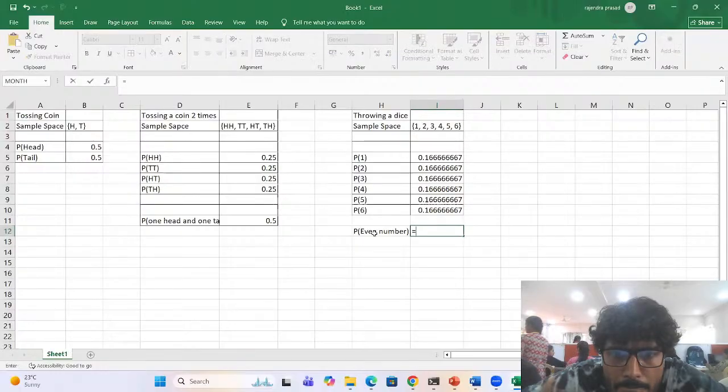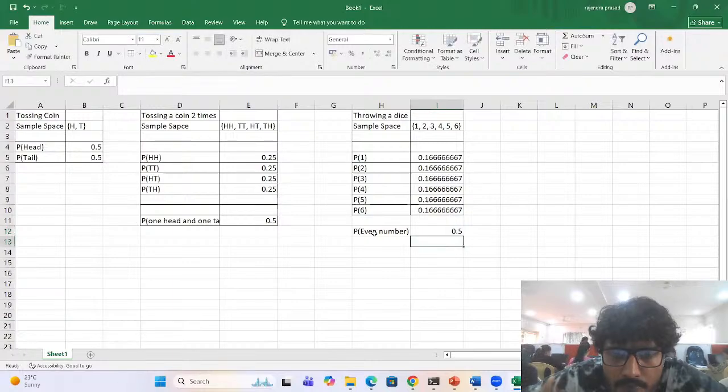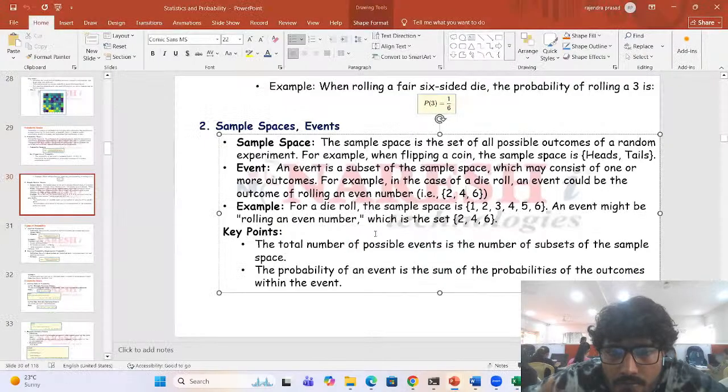You tell me how many favorable cases you have. 3. What are those? 2, 4, 6. So number of favorable cases divided by total number of cases gives 3 by 6. There is a 50% chance, whenever you're throwing a die, of getting an even number. You get my point? So this is how you calculate. Is it clear?